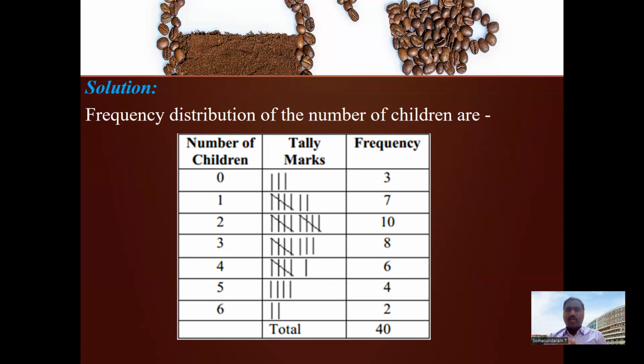1: how many families are having only one child? Put the tally mark. If you have more than 5, then put 4 tally bars and one cross that talks about the count of 5. Additionally you put 2, that means 5 plus 2 is 7. So 7 families have one child. So this is the frequency.